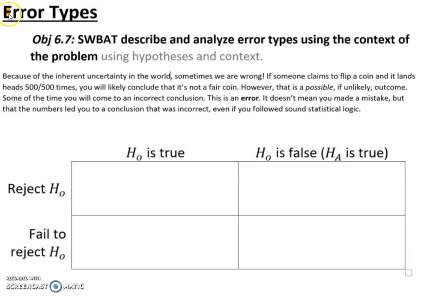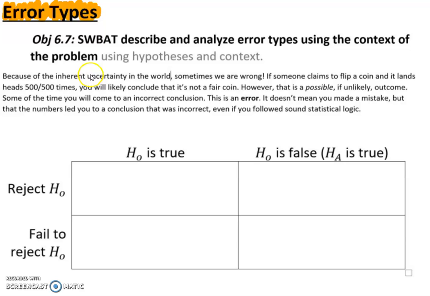For this video, we are going to be talking about error types. There's a type 1 and a type 2 error. This is actually one of my very favorite things to teach. Usually it's my favorite day of the year, and I'm very sad that I don't get to do this with you because it raises a lot of interesting questions about the uncertainty in the real world.